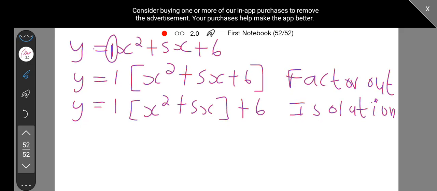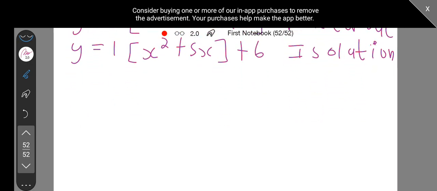So what we're going to do now is add half the coefficient of x. What is the coefficient of x? A coefficient is a number that comes before a variable, which is 5. It's a coefficient of x. It's 5x, and the number which comes before x is 5. So inside the bracket, we are going to add half the coefficient of x, which is half of 5, and outside we are going to subtract half of 5.